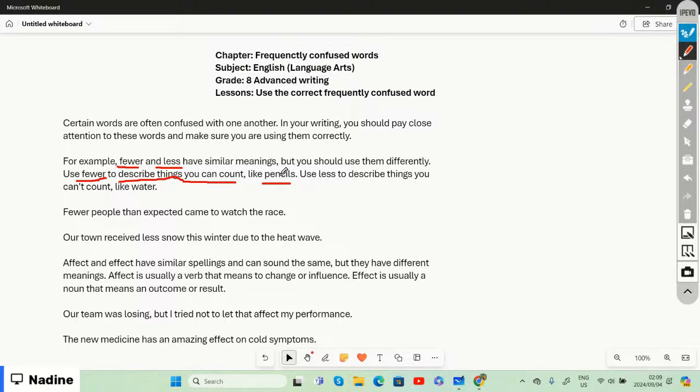And then if we look at the other word, which is less or lesser. So less. We use less to describe things that you cannot count, like water, right? There's less water coming from the tap, or there's less water now in the bottle after you drank it. But there are fewer people, fewer pencils, fewer pens, fewer discs, fewer things that we can count.